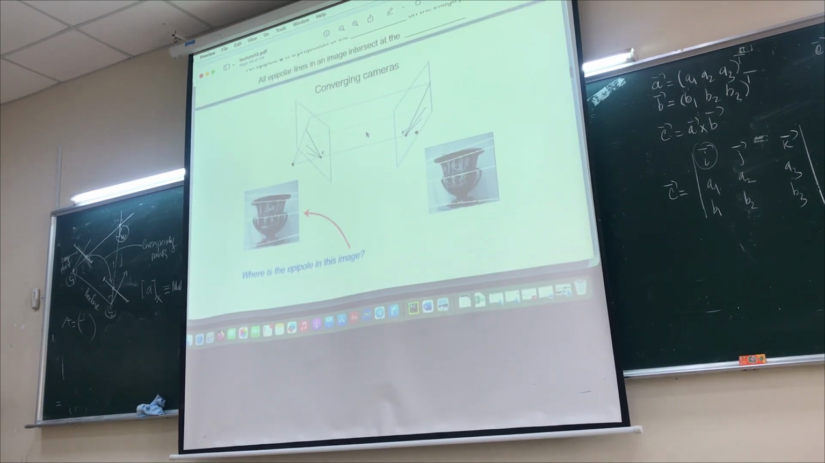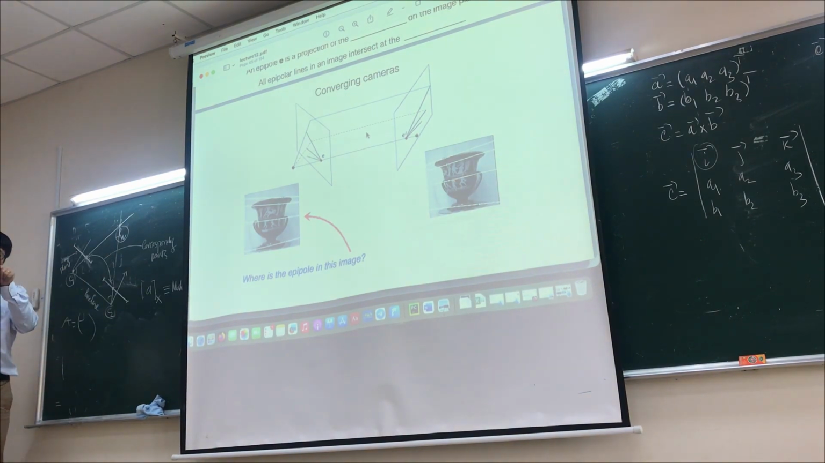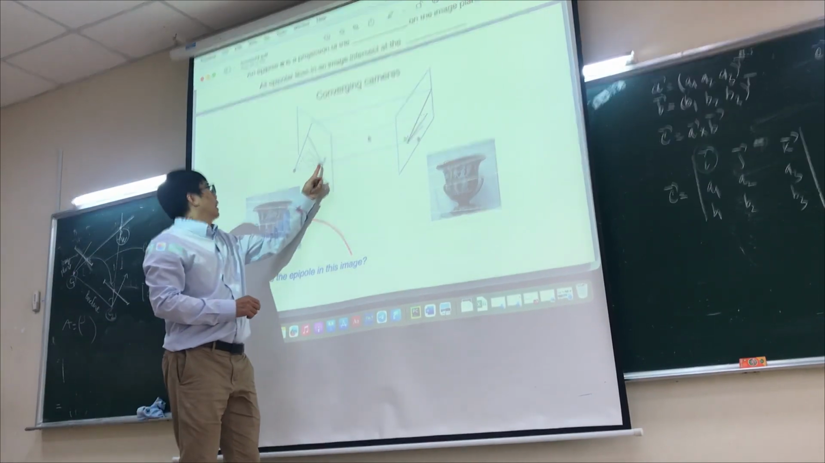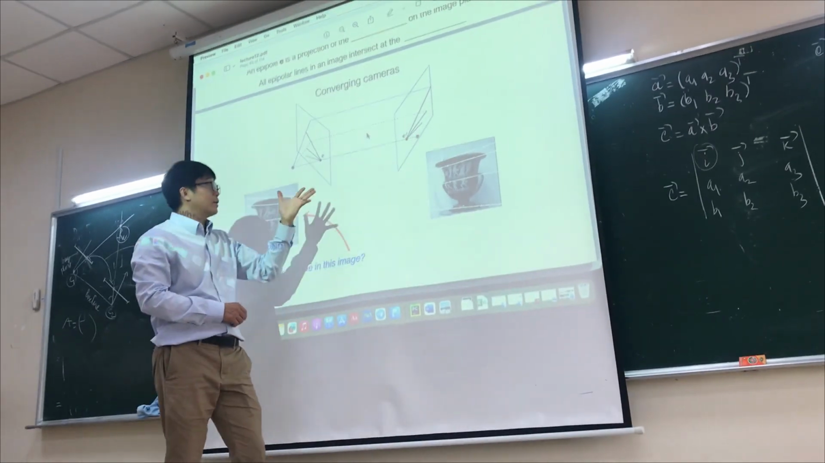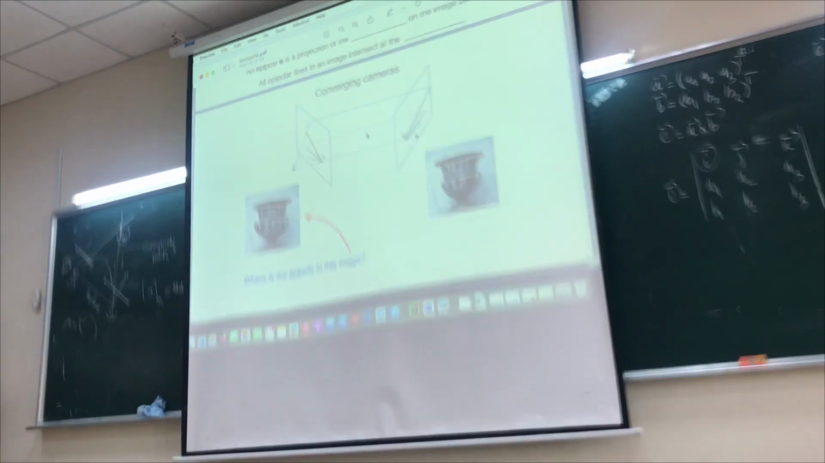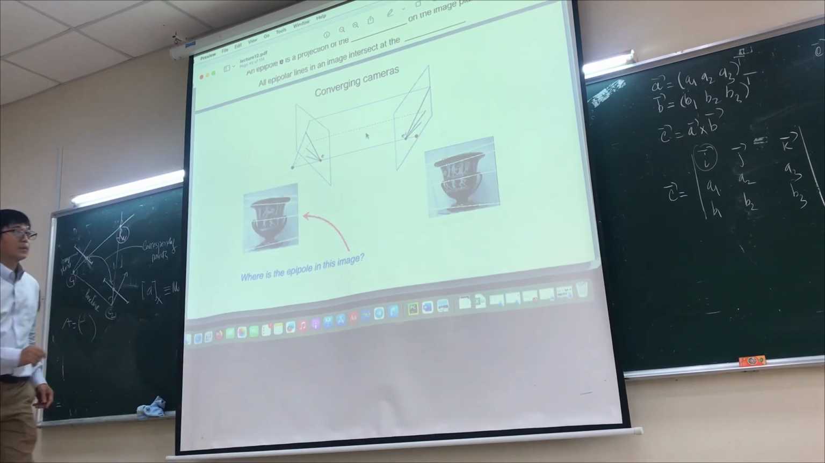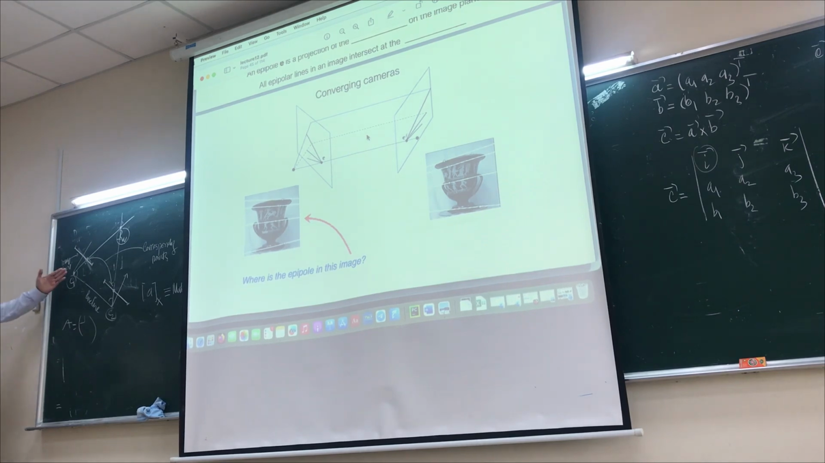Okay. Now converge. Here, converge. What do I mean? The two principal axes of the cameras intersect together. When they converge, you can see the epipole and epipolar lines. Like this, they also converge to the epipole, intersecting at the epipole. Okay.